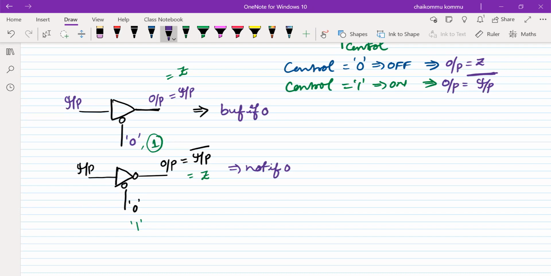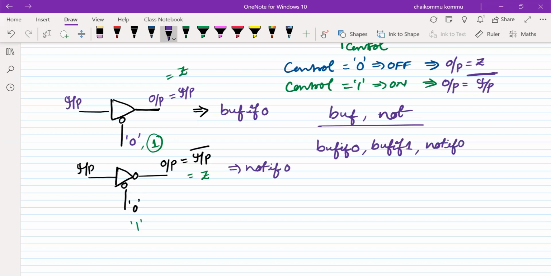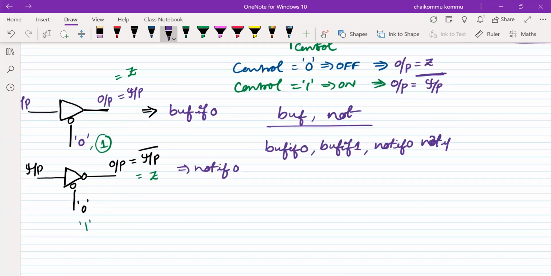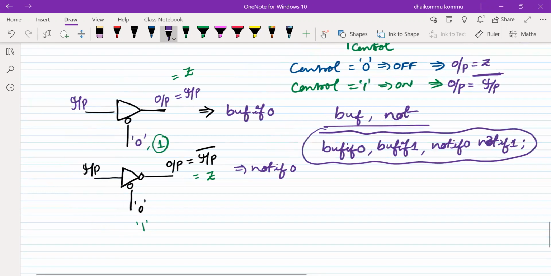Okay, let us conclude now. Buf, comma, not are basic gates. They are not tri-state gates, but the tri-state gates are bufif0, bufif1, notif0, and notif1. So these are the available tri-state gates we can see in Verilog. Don't forget.